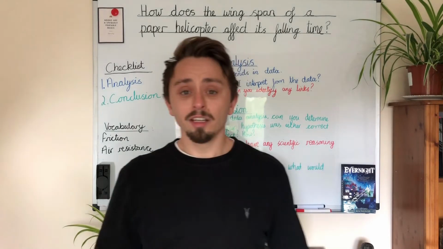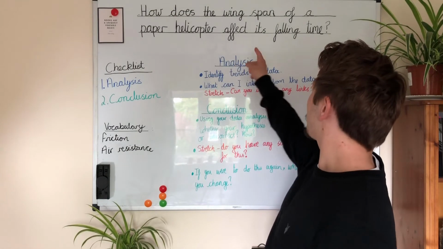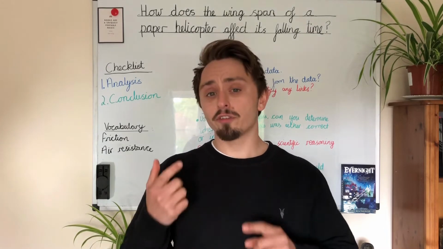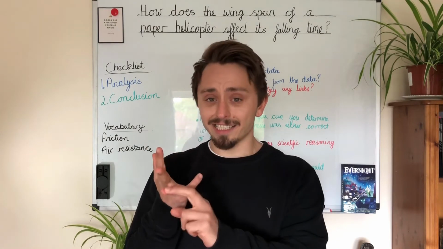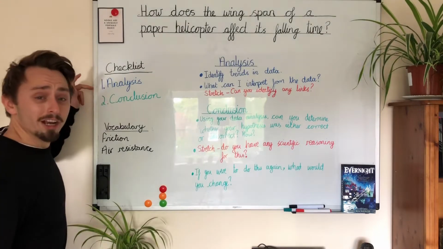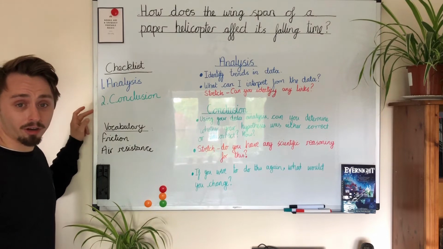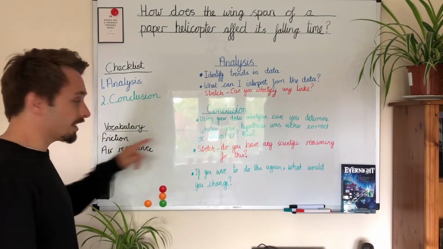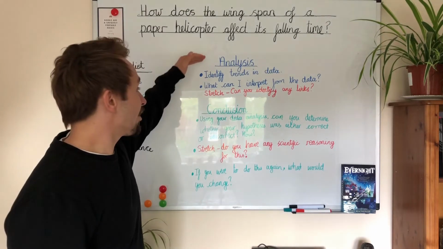Right, on to the lesson. So far this week for our big question of the week, how does the wingspan of a helicopter affect its falling time? We have created a question, we have created a hypothesis, you have conducted your investigation, collected data and presented the data. Today we have 2 things we are going to look at. We are going to analyse our data, see what it tells us, and we're going to write a conclusion about whether or not our hypothesis was correct. We've also got some vocabulary which we're going to look at in the conclusion, but I will explain why when we get to it. The first thing we're going to look at is our analysis.